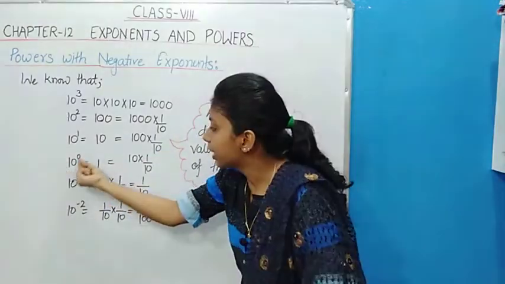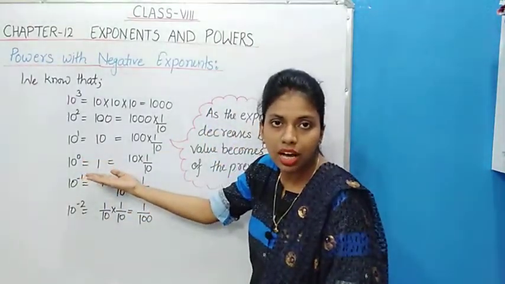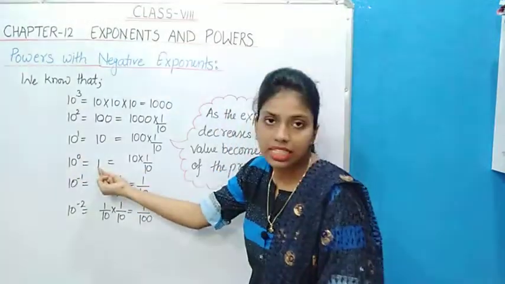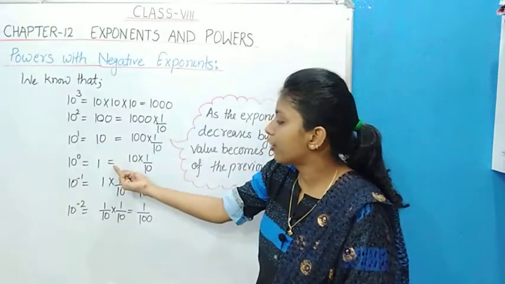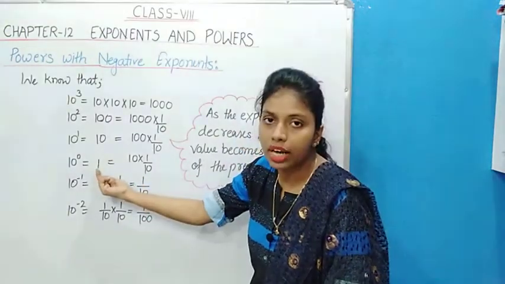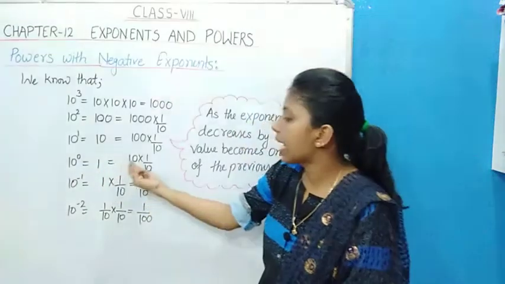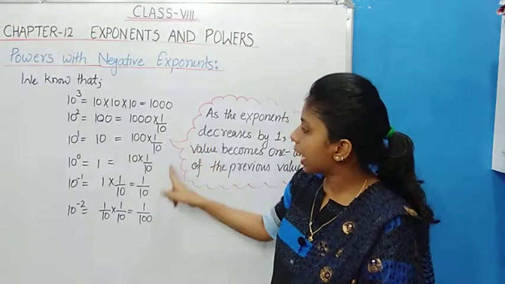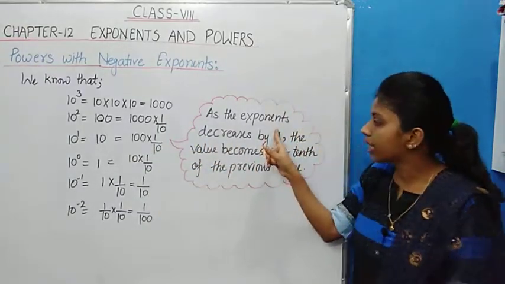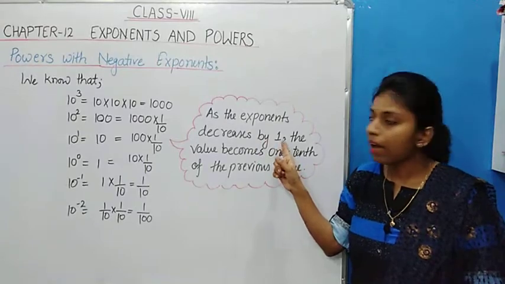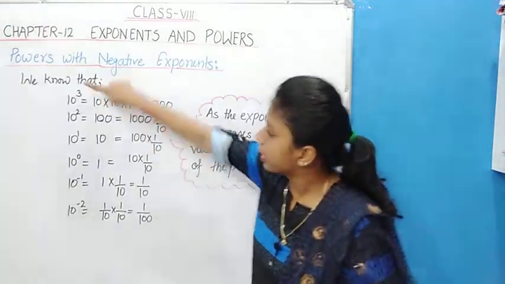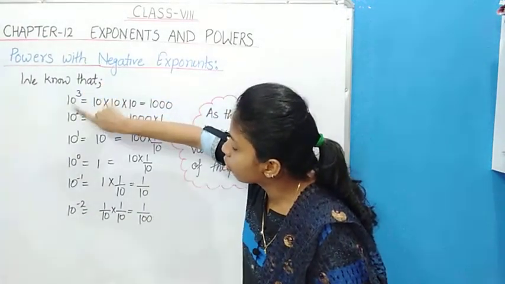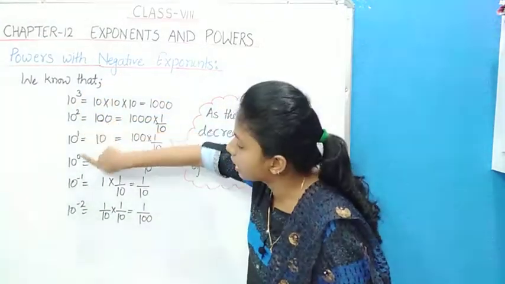Similarly, 10 raised to power 0, we already know this is a law of exponents, is equal to 1. So we can write this 1 as 10 into 1 by 10. What we can see is that the exponents decrease by 1. With 3 it becomes 2, from 2 it becomes 1, and from 1 it becomes 0.